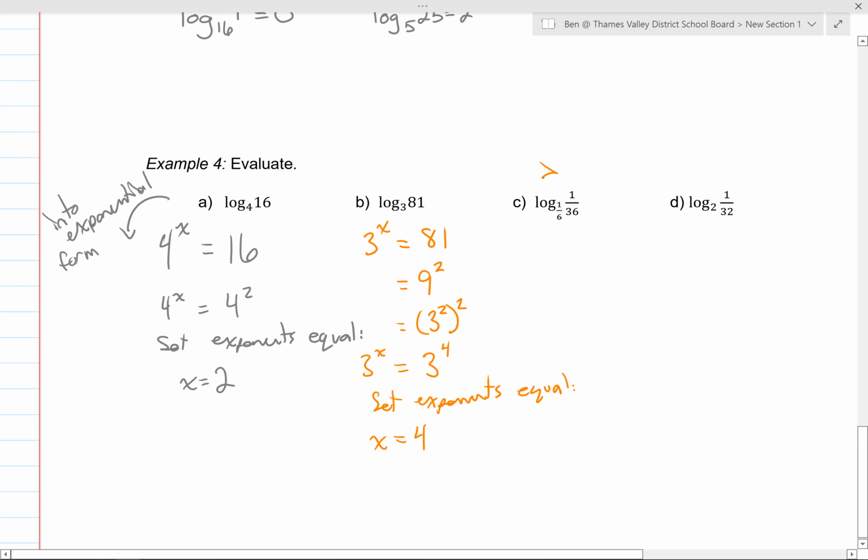I want to see you try that same skill with C right here. And then you should be able to handle D as well. It uses one more exponents rule. So if you're getting stumped a little bit on D, then look up your exponent rules.